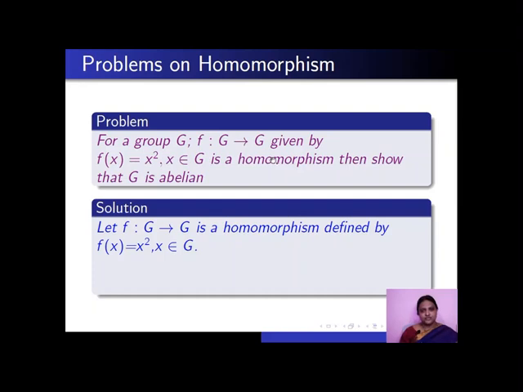Is a homomorphism. They have given that this is a homomorphism. Then show that G is abelian.